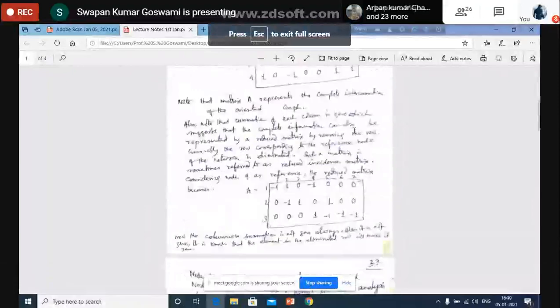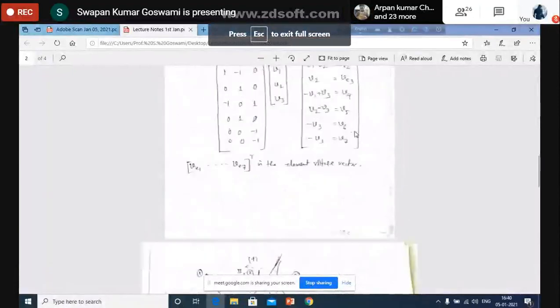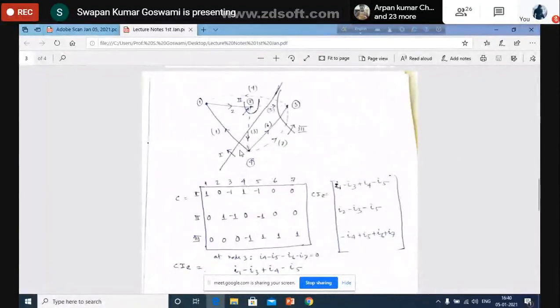This was the thing we were doing, and we have considered this particular tree and how the C matrix can be formed. This is to show that the summation of the currents of the elements of the cut set is 0. That has been shown here, and that represents Kirchhoff's current law.